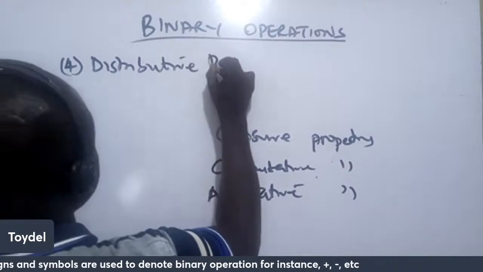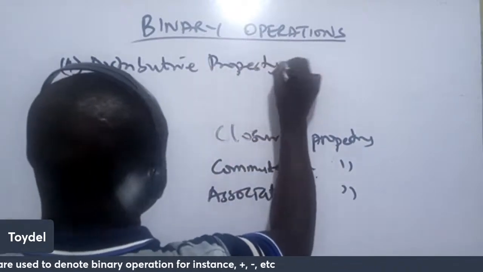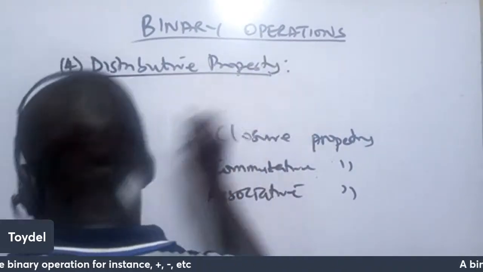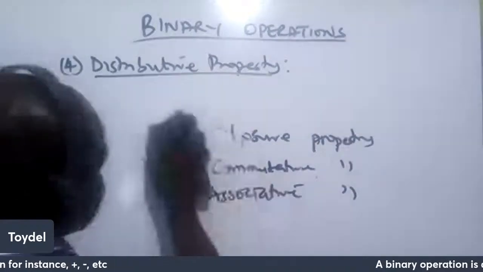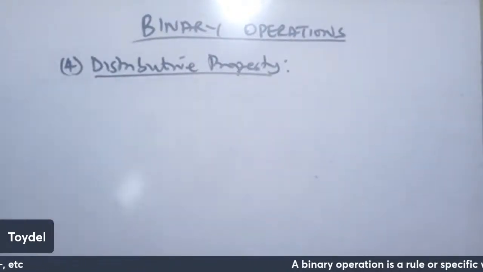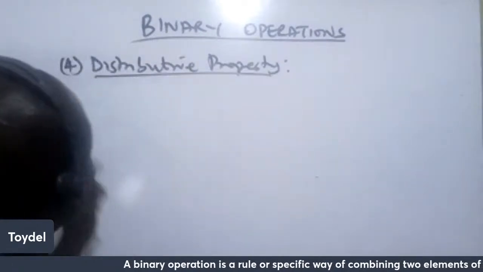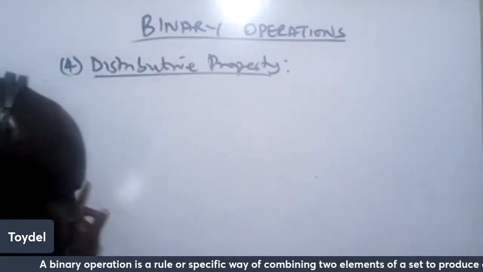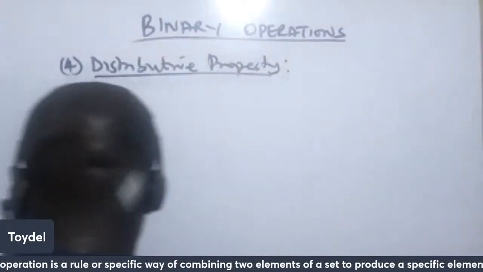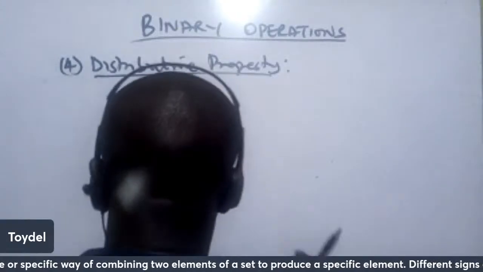So today we are going to continue with the fourth property, and that is the distributive property. There are 6 properties that we are going to consider under binary operations. So under distributive property, we'll be talking about two different operations.